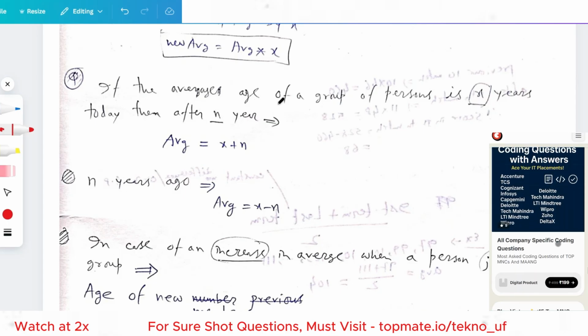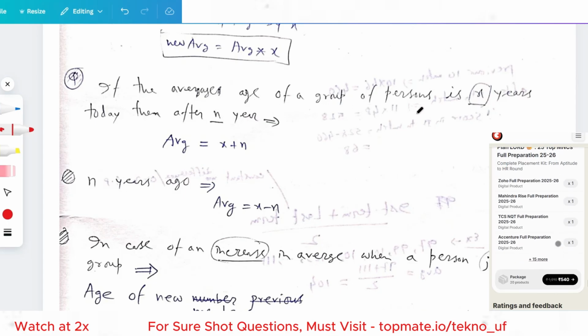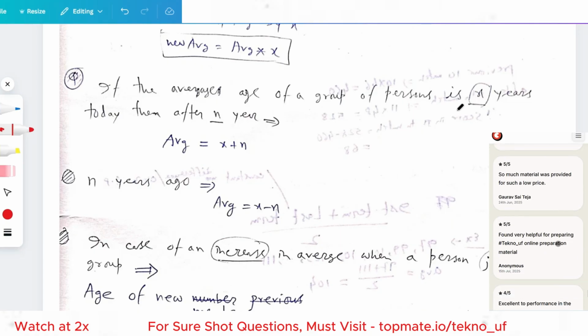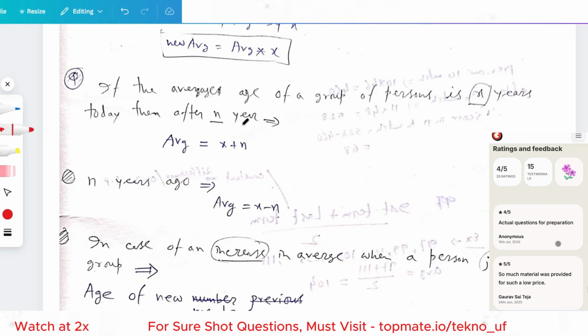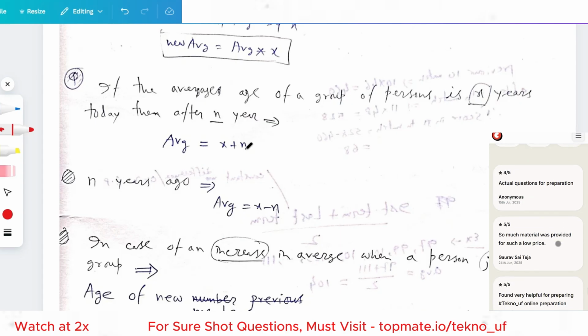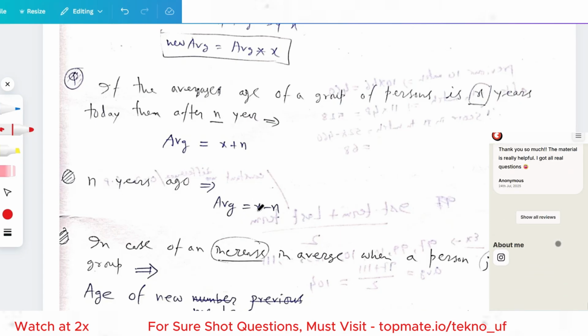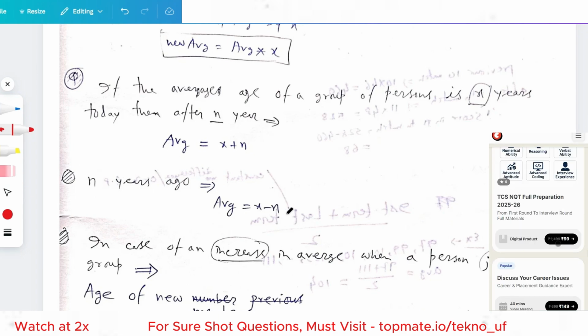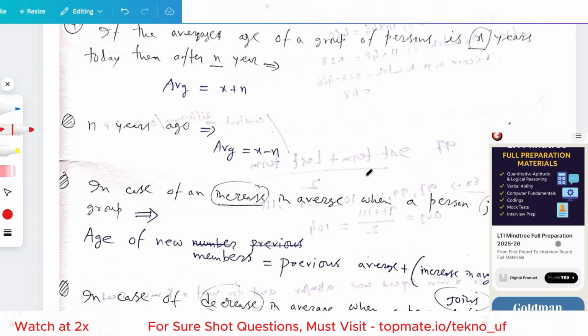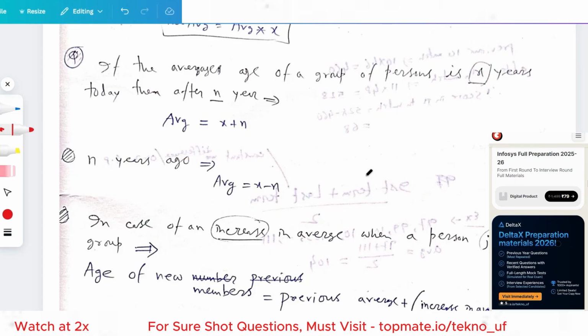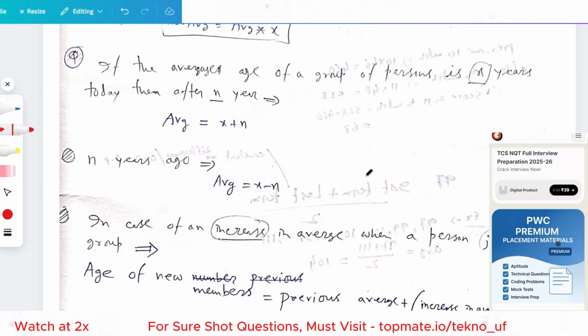So if the average age of a group of persons is x years today, then after n years it will be x plus n. Okay, this is very clear. And n years ago the average was x minus n. This is very clear. Okay, so let me show a few important cases, and these are the cases which will be asked to you in your exam.